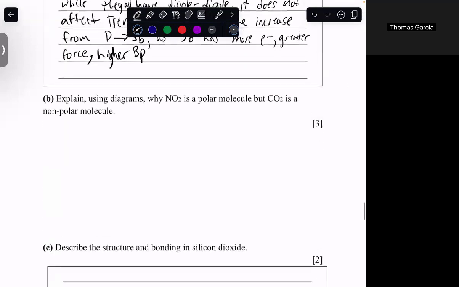All right, explain using diagrams why NO2 is a polar molecule, but CO2 is non-polar. All right, so first we have to draw these. So I'm going to draw CO2. It's a little bit easier. The CO2 does exhibit dipoles. There are two dipoles, but they cancel. The dipole moments cancel.